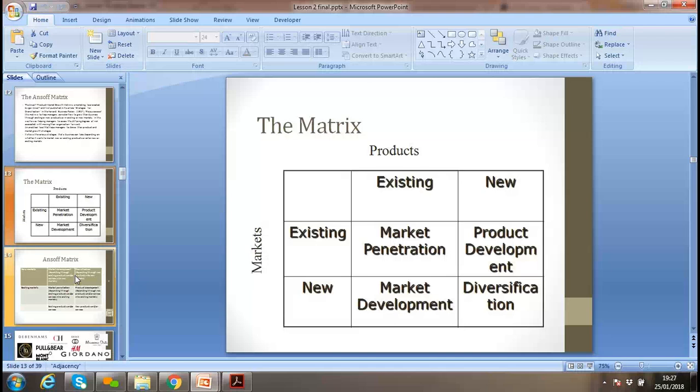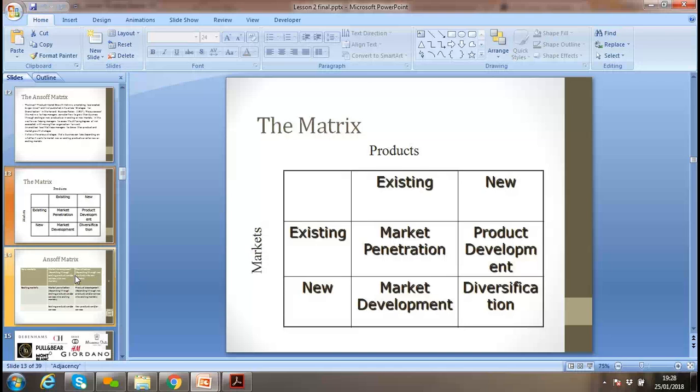We can sell an existing product in a new market for market development, or we can do a new product in a new market. A new product in an existing market is called product development, not market development. So we are increasing the product line, an expansion of the product.